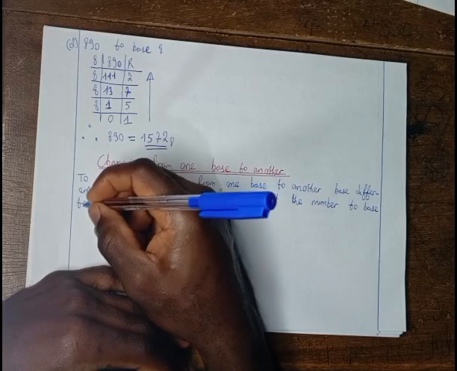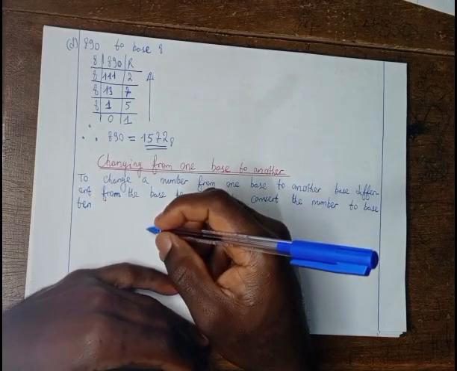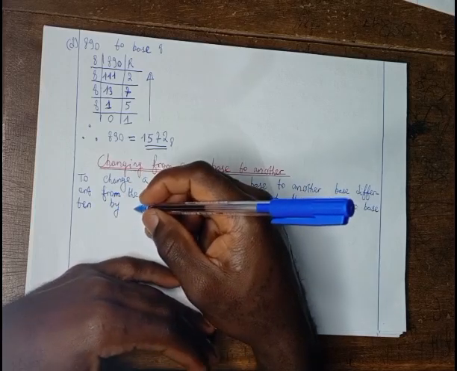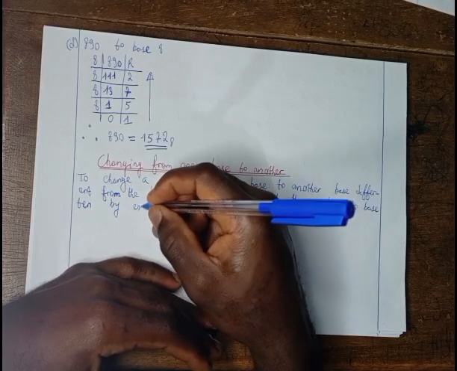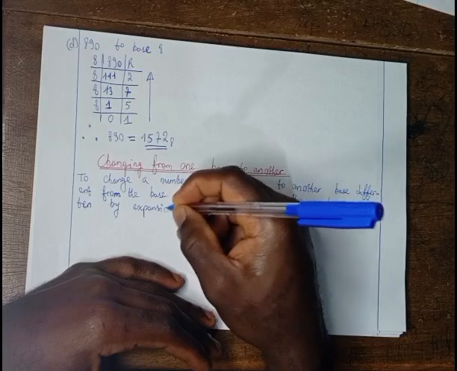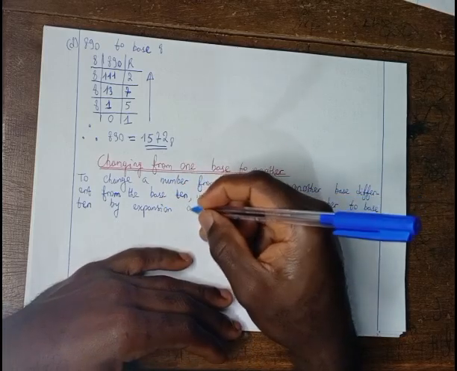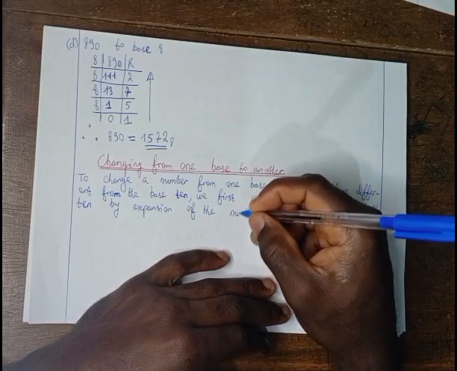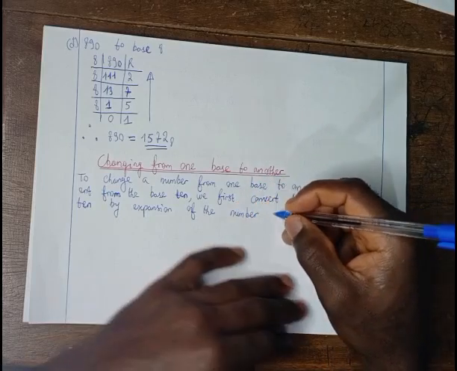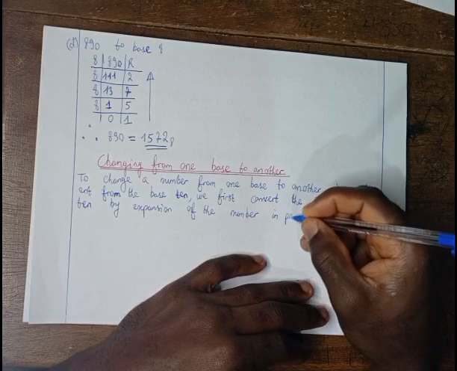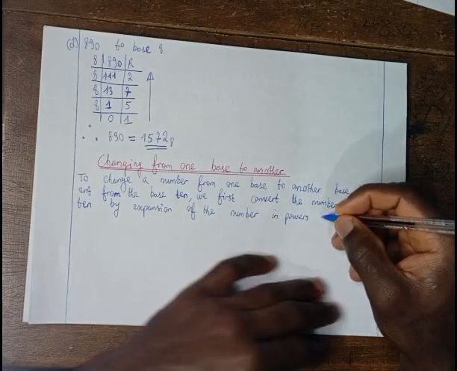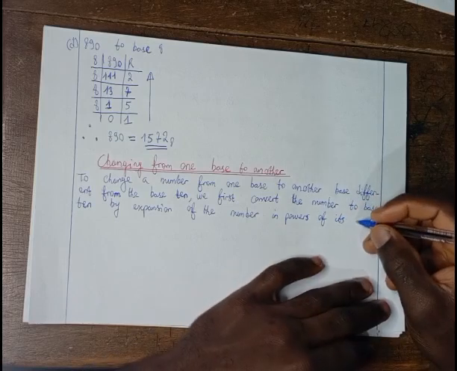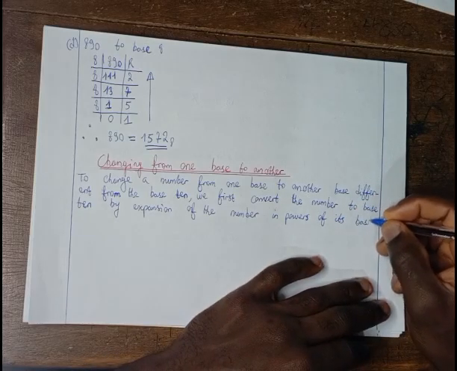Means we first convert the number to become a binary or a decimal number, base 10, by expansion of the number in powers of its base.